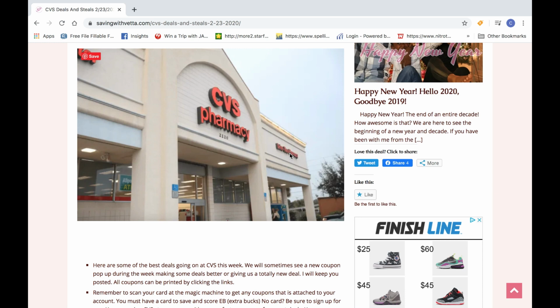We are going over the deals and steals at CVS starting tomorrow, 2/23. We have some awesome deals to grab. As always, be sure to go through your stash of CRTs that have been printing for the past couple of weeks to see what you can pair with any of the deals that we have going on this coming week.